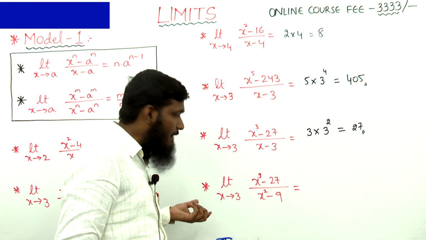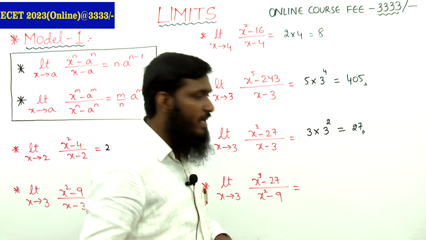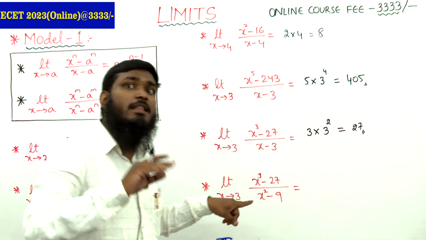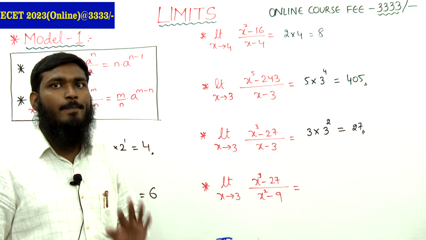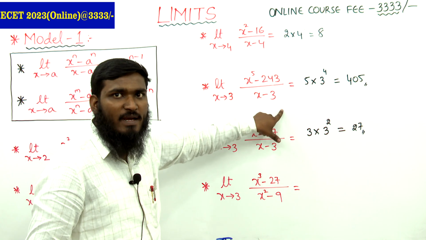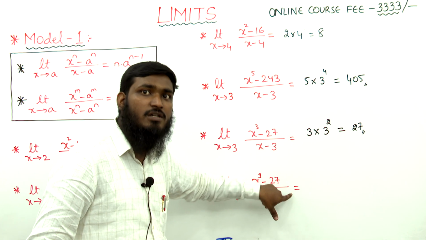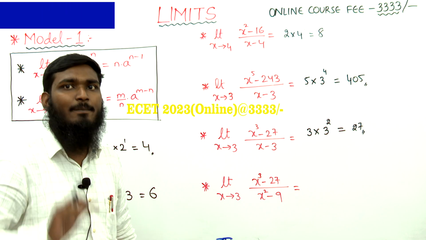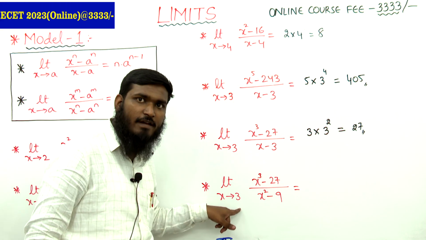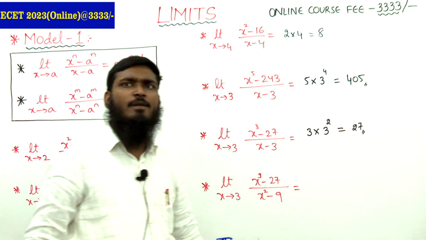From where do we see the a value? Limit x tends to a is given over here. The a value is equal to 3. So we have to write this 27 in the form of 3 power, and this 9 also we have to write in the form of 3 power. Sometimes it will be given directly like x minus 3, where the a value is directly visible, but in this question it is changed. So we have to write it in the form of 3 power only. Whatever the a value is, we have to write in that form. Understood?